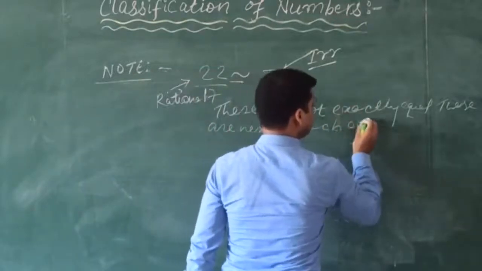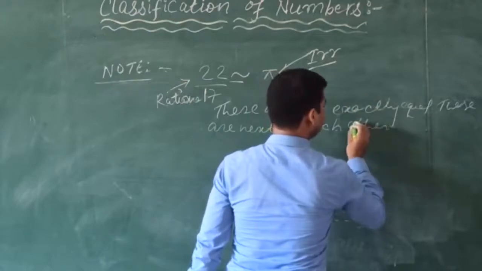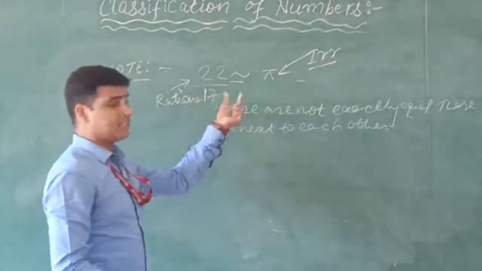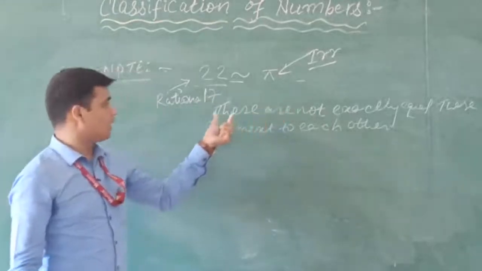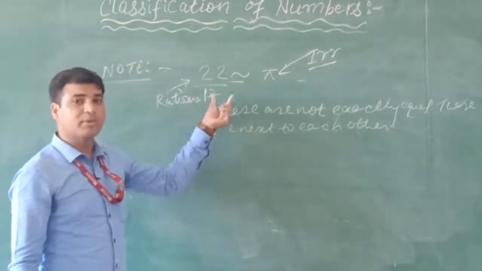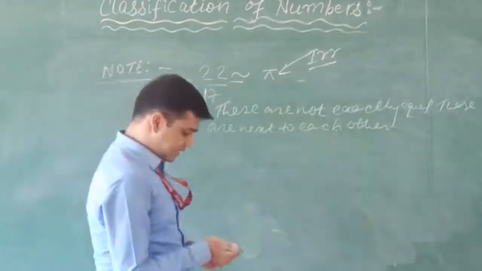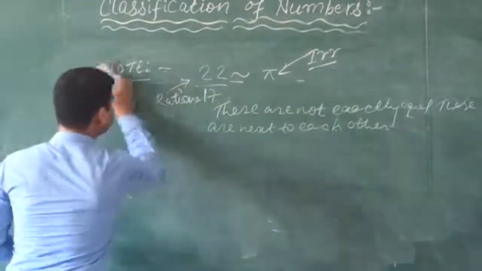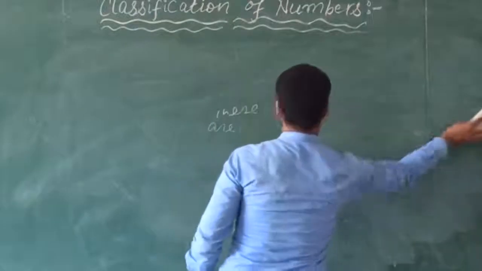I hope you are getting this. 22 by 7 is rational, and pi is an irrational number. These are not exactly equal, both are next to each other. So our next heading is real number.